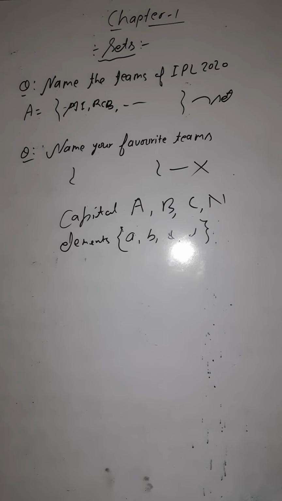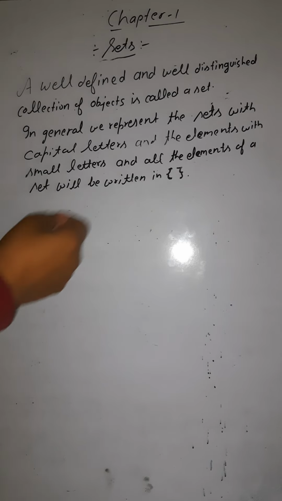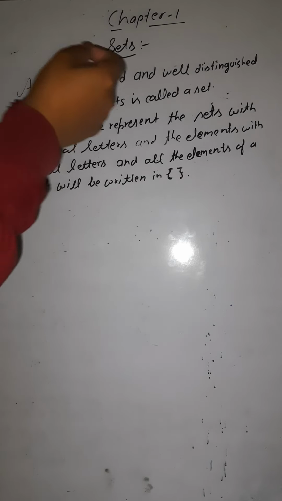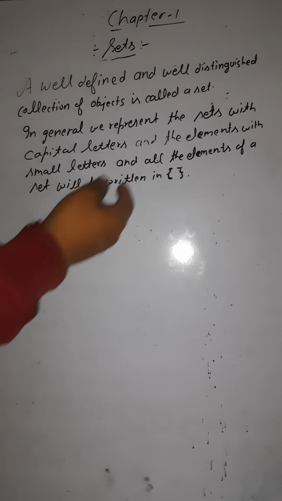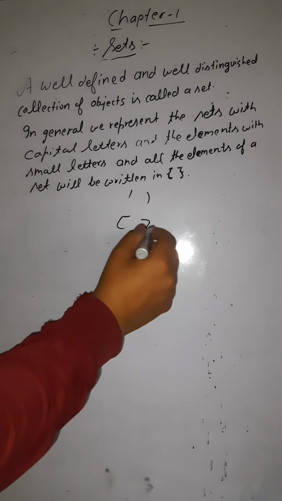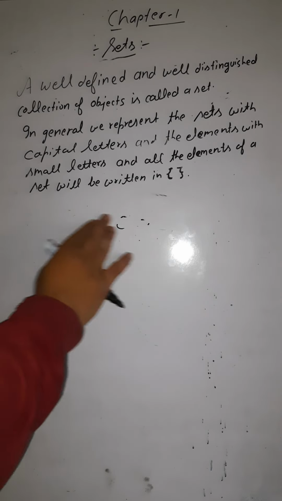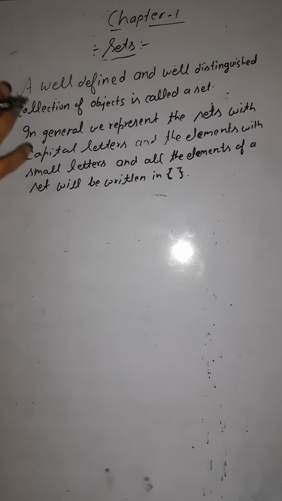Are you getting this? Now let me write the definition of the set that you would write in your notebook. A well-defined and well-distinguished collection of objects is called a set. In general, we represent the sets with capital letters and the elements with small letters. And all the elements of a set will be written inside the curly bracket, not the small one, nor the square bracket, neither this nor this, only inside the curly bracket. So this is the definition of the set.